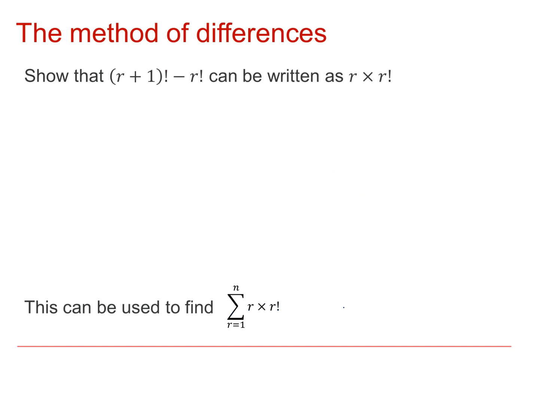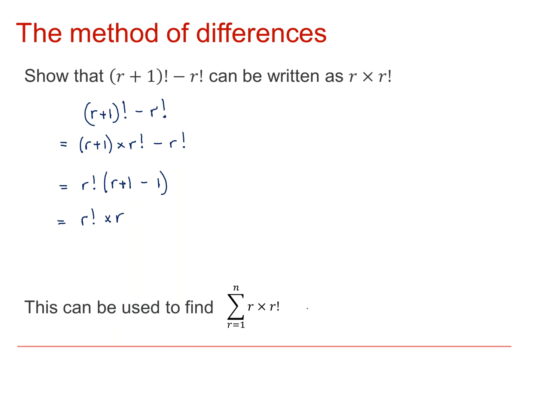Okay, let's use this in an example. We're asked to show that r plus 1 factorial take away r factorial can be written as r times r factorial. So, r plus 1 factorial minus r factorial, using what we worked out on the previous slide, that's r plus 1 multiplied by r factorial minus r factorial. We'll take out the common factor of r factorial, and then we've got r plus 1 minus 1, which is just r factorial times r, or r times r factorial.